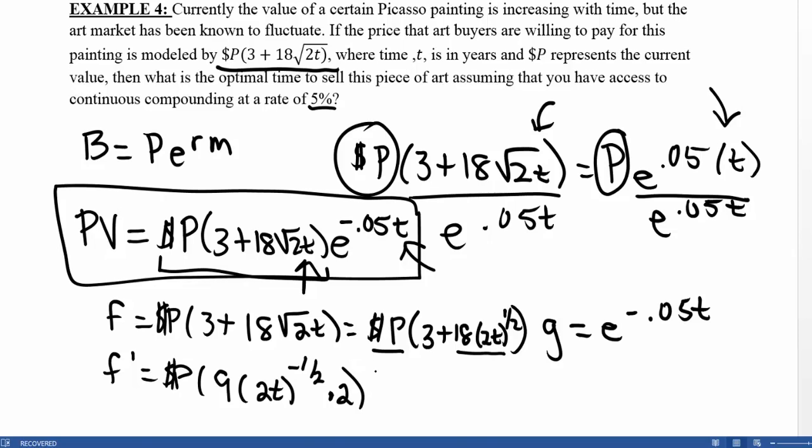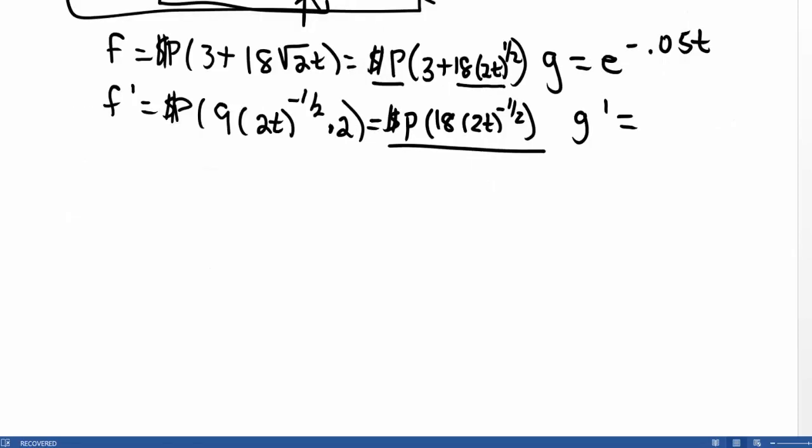We can simplify this into p dollars times 18 times 2t to the negative 1/2. So g prime will be negative 0.05 e to the negative 0.05t. We get the same thing back and we multiply by the derivative of the power.